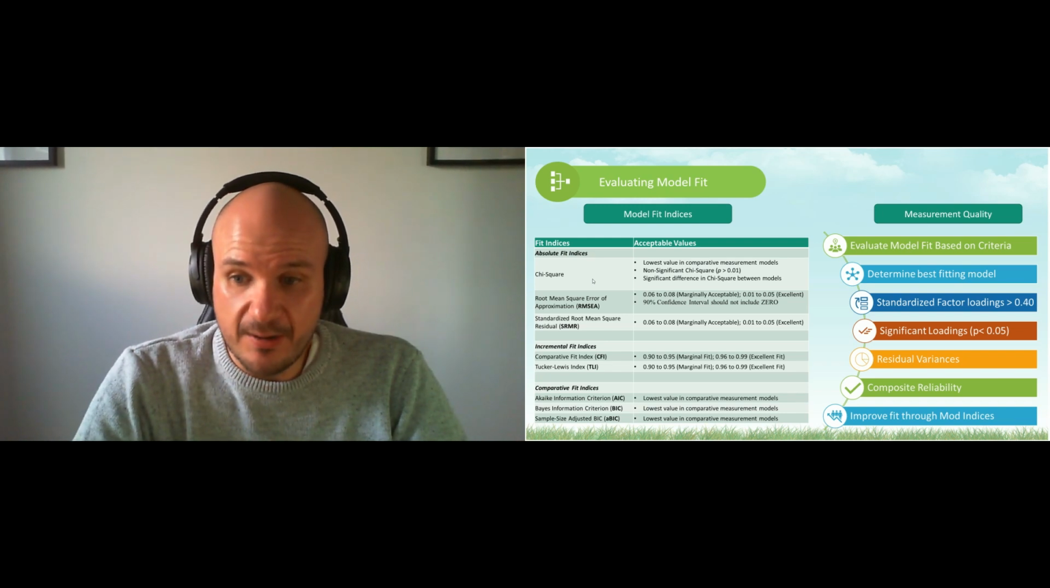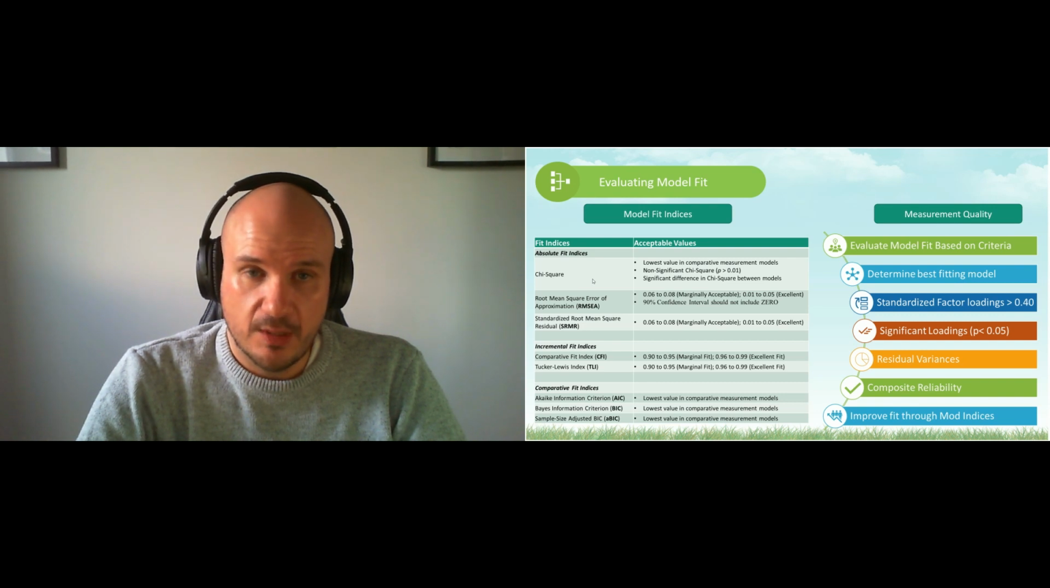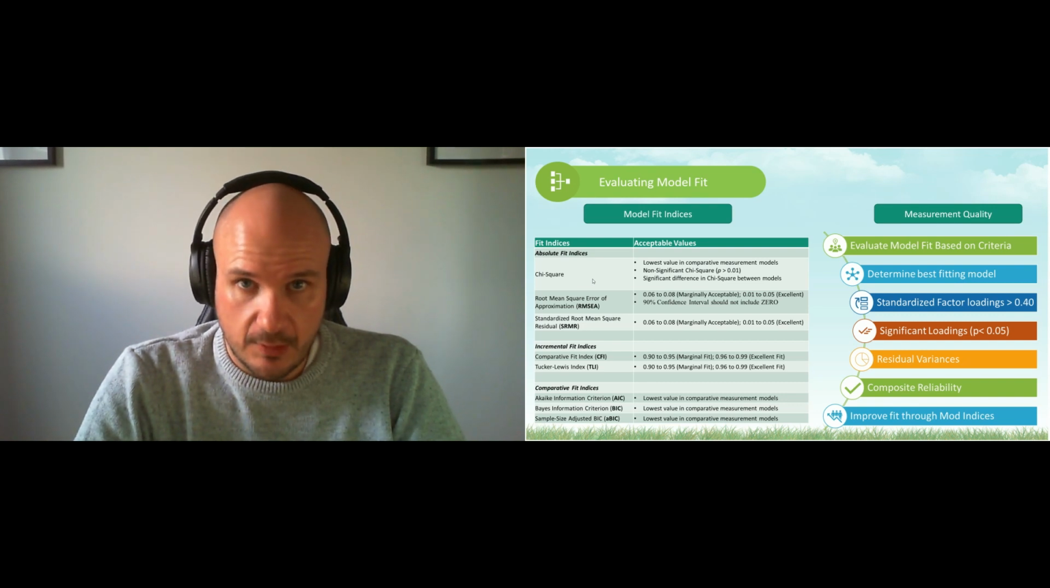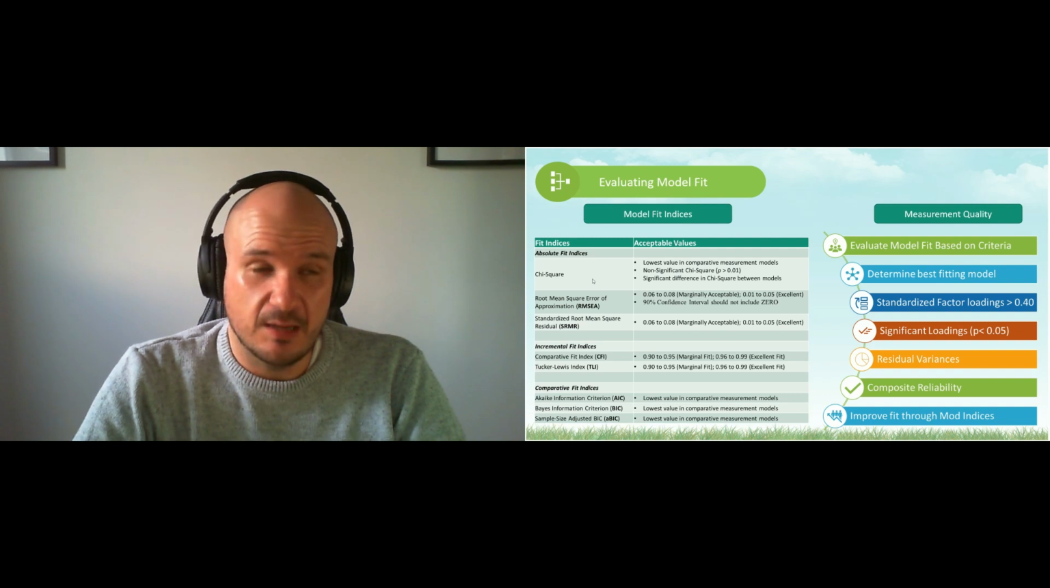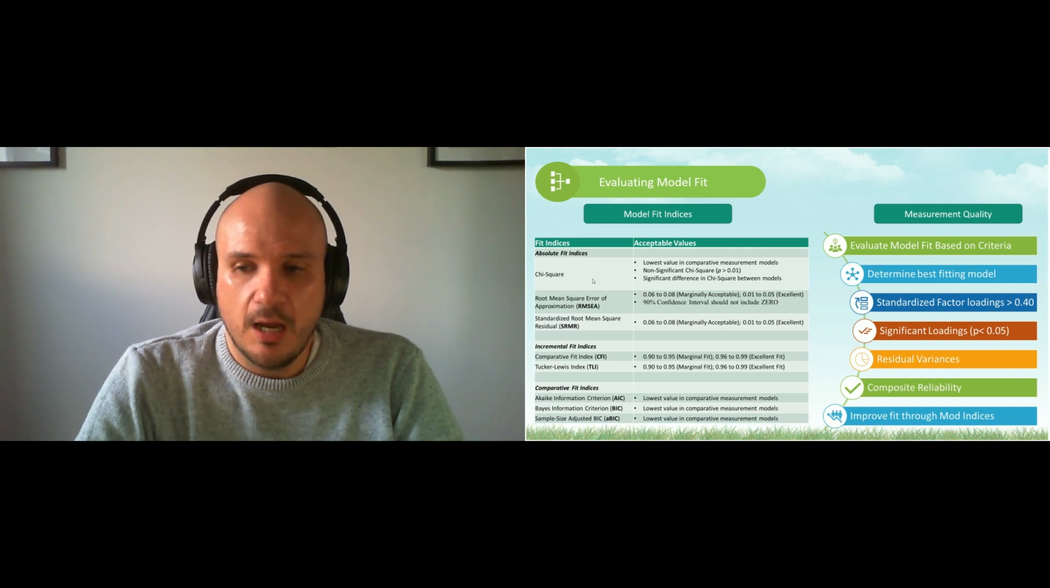These things always have to be bigger than 0.40, and they have to load significantly, all right? So those are the two very important criteria. And your residual variances also need to be very small. They kind of have to center around zero. If you've got big ones, there's probably an issue with an item, but try and keep it as small as possible.